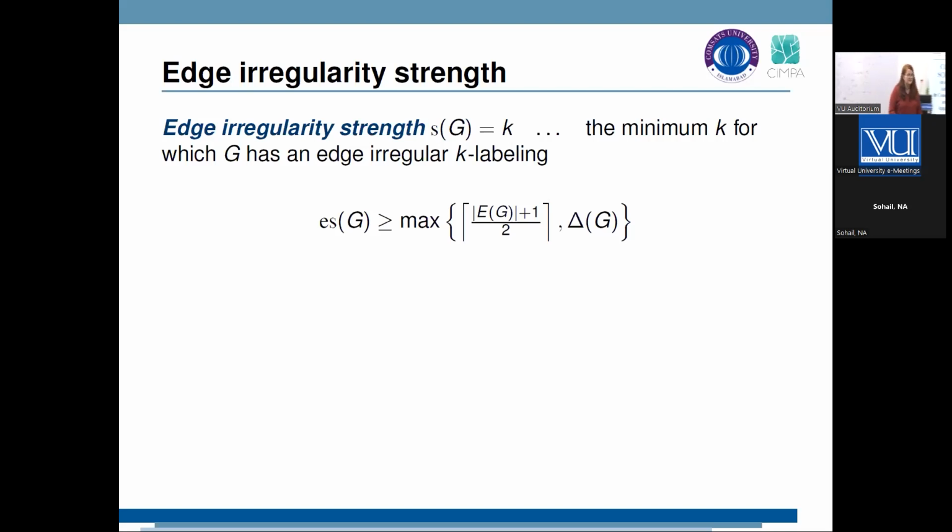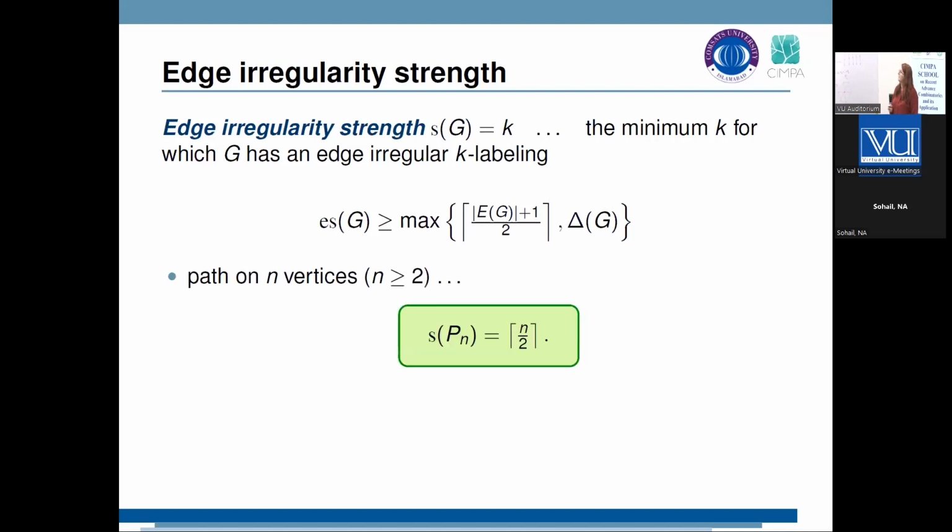Up to the maximum degree of the graph. And there are graphs for which this bound is tight. There are graphs that have their irregularity strength exactly this fraction. For example, we have the results for paths. So the irregularity strength of a path is exactly this fraction, the number of vertices divided by 2, because the number of edges in the graph is the number of vertices minus 1, plus 1, and we have this. Should be yes, right? Sorry? Should be yes. Oh, yeah, again a typo. Thank you.